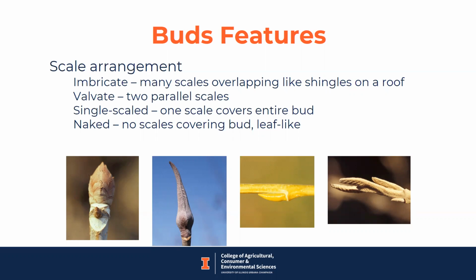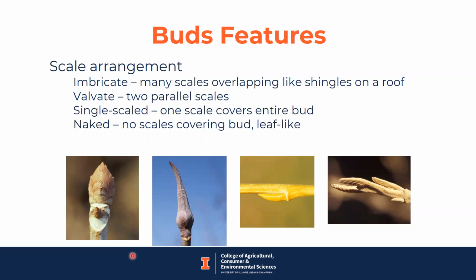Imbricate refers to a situation where those scales overlap each other like the shingles on a roof. We'll see that very commonly on oaks and beech, and in the photo on the far left, that's actually an Ohio buckeye. You can make out there, if we get the laser pointer out, these overlapping scales, which gives us that imbricate pattern.